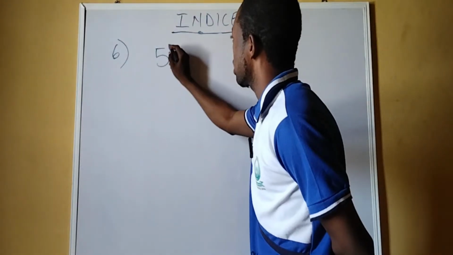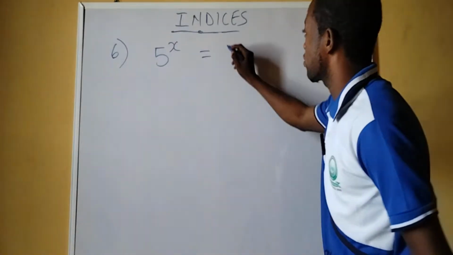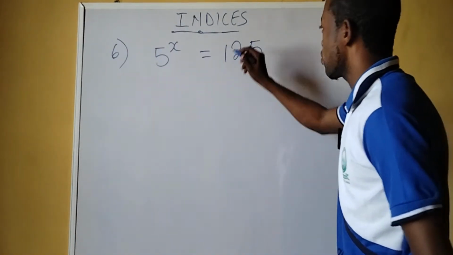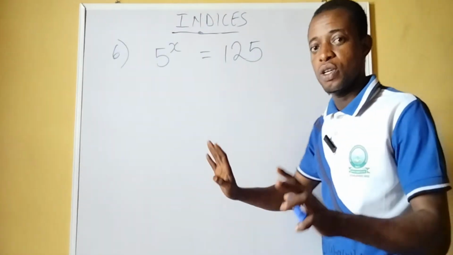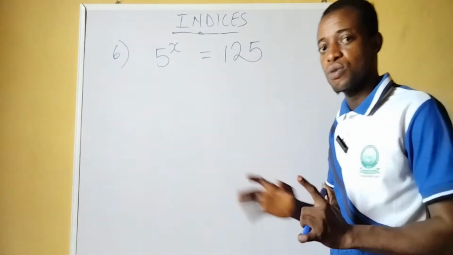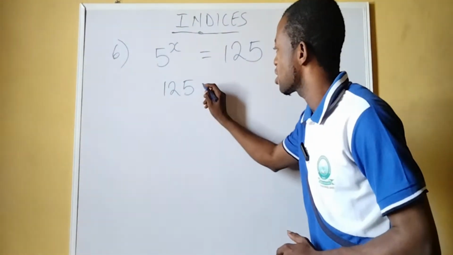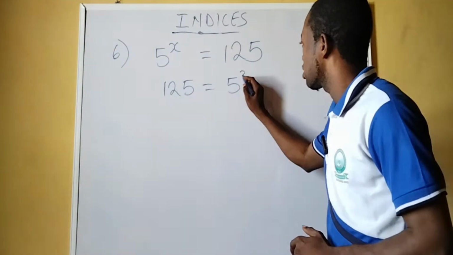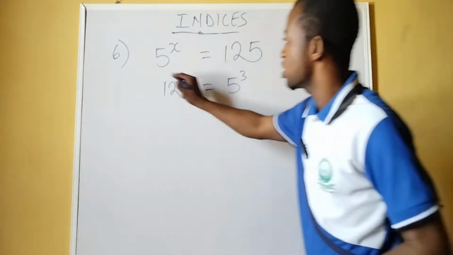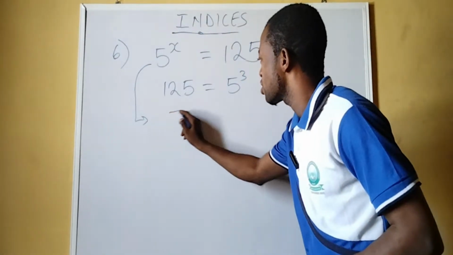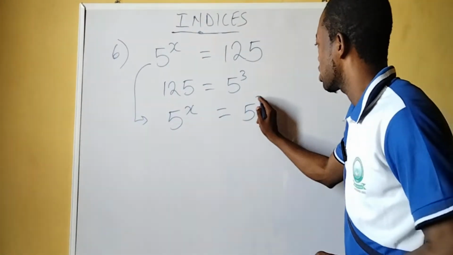We have 5 raised to power x equals 125. Solve for x. Now, in this equation, we can make the right-hand side also to be in base 5. That is, 125 can be written as 5 raised to power 3, that is 5 multiplied by itself 3 times. So this equation now becomes 5 raised to power x equals 5 raised to power 3.